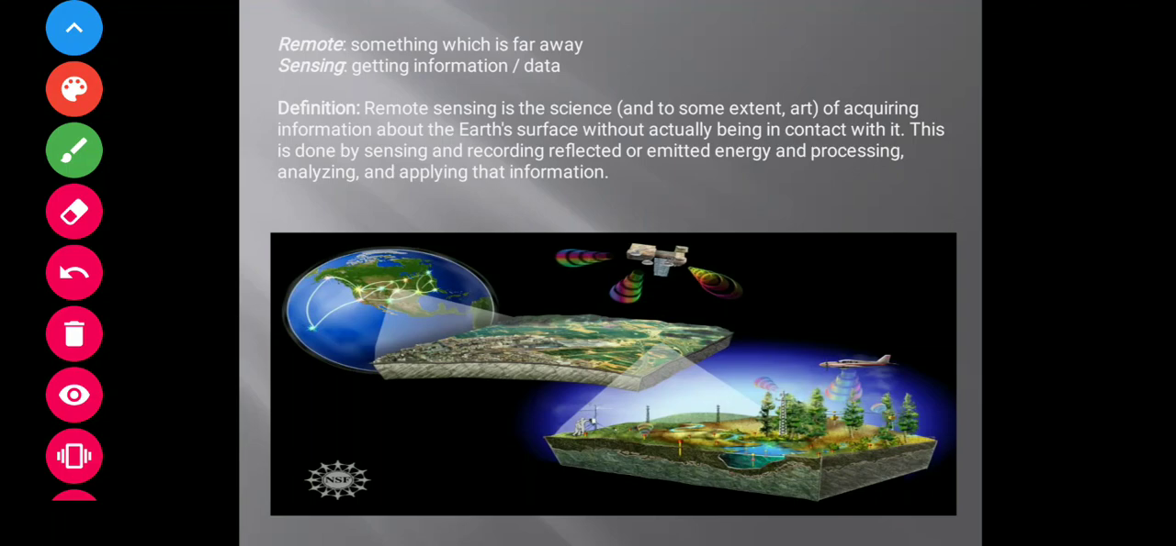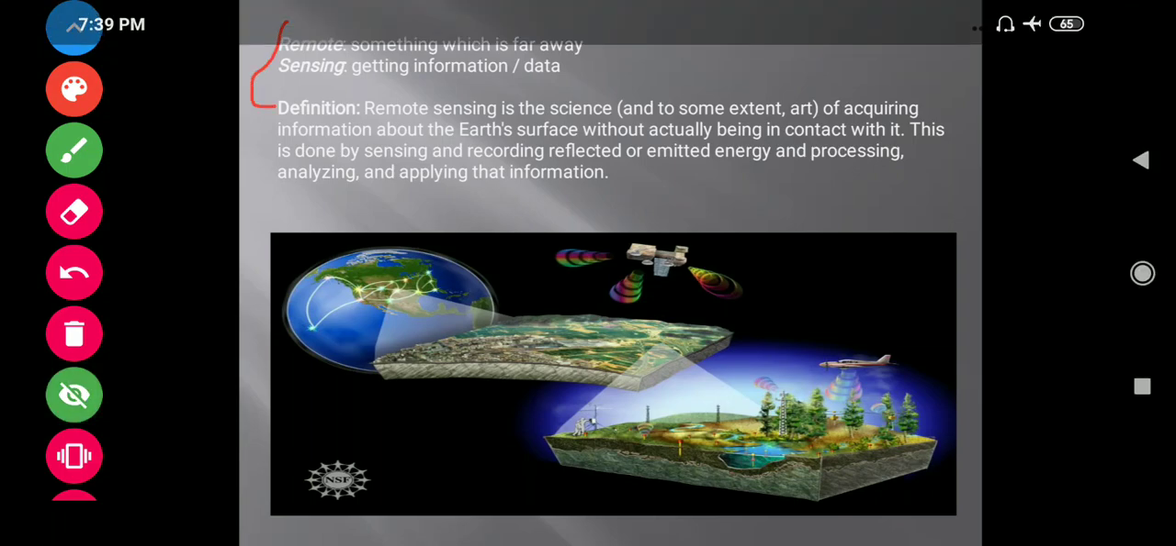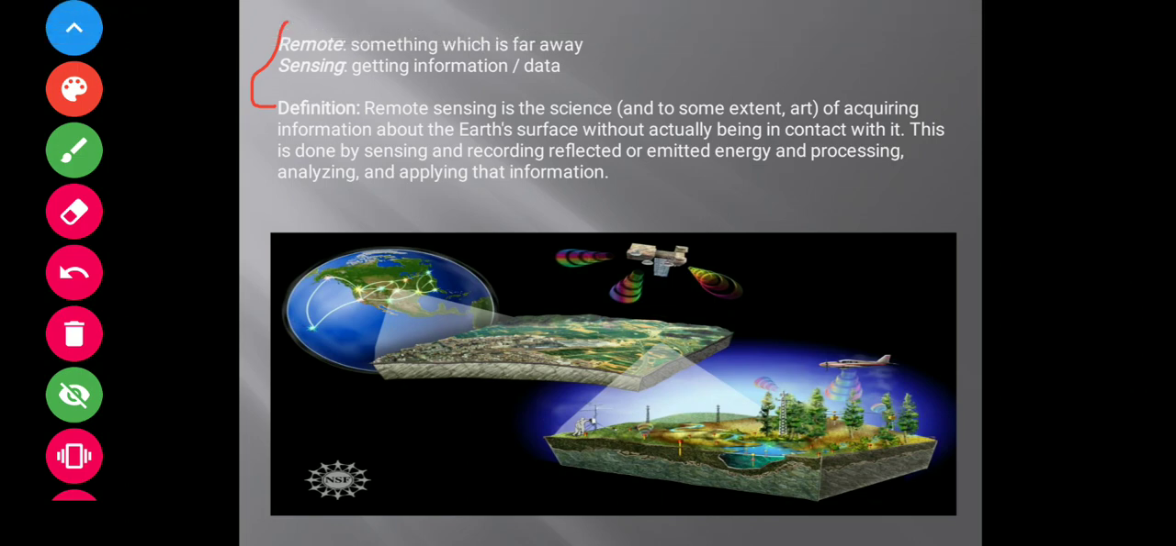Remote sensing is made up of two words, remote and sensing. Remote is something which is far away, and sensing is getting information. So altogether, the word remote sensing means getting information or data of something which is far away without being physically present there. Means something which can be sensed from far away.